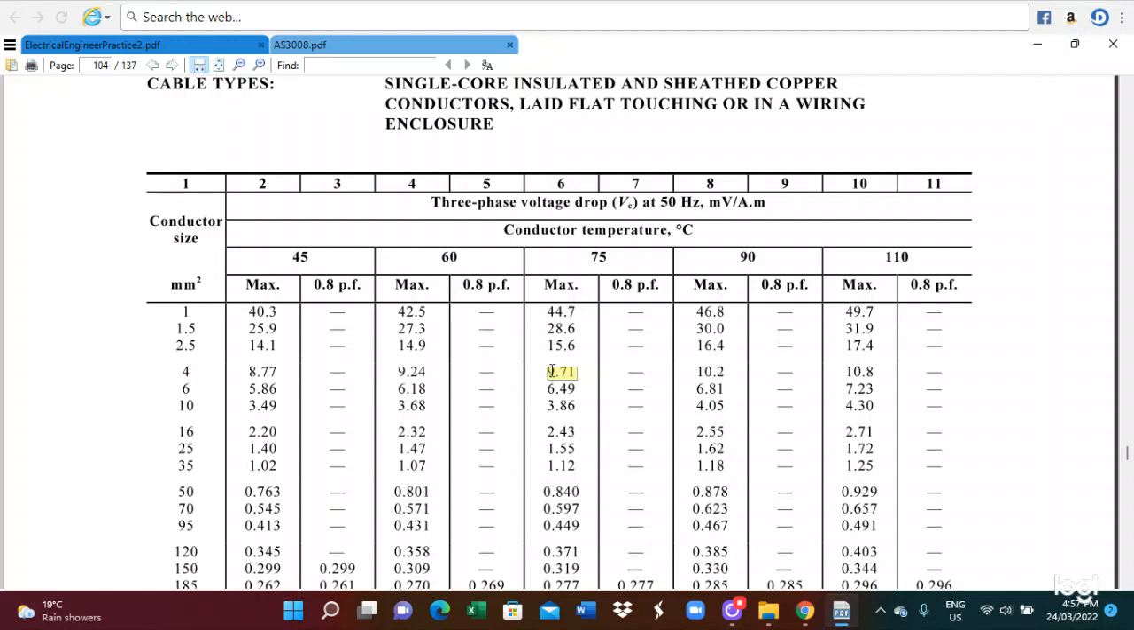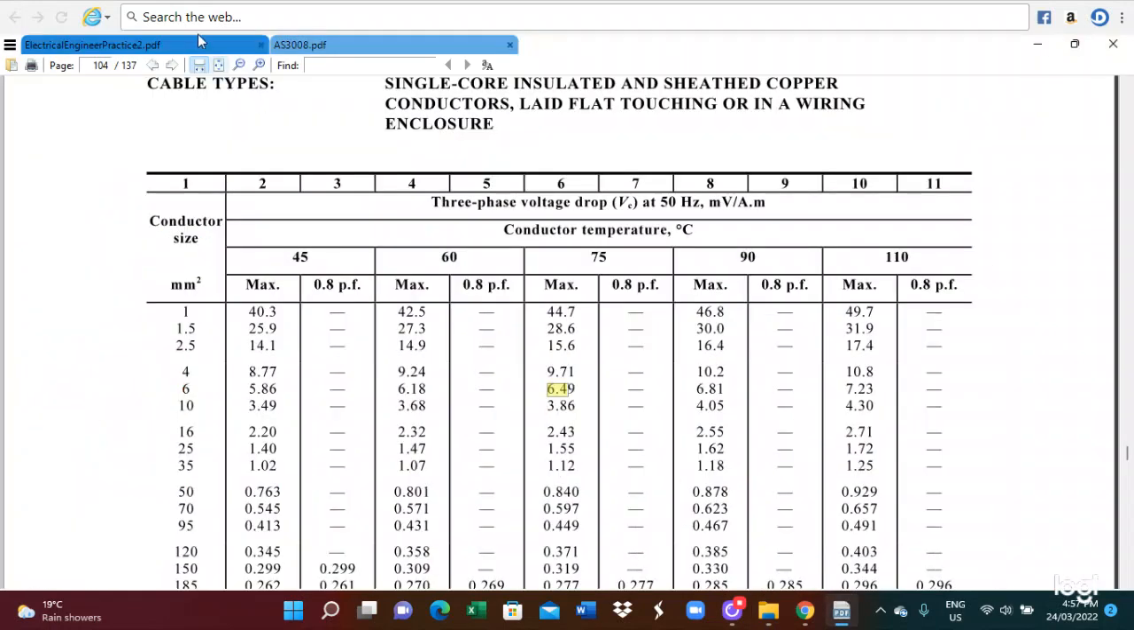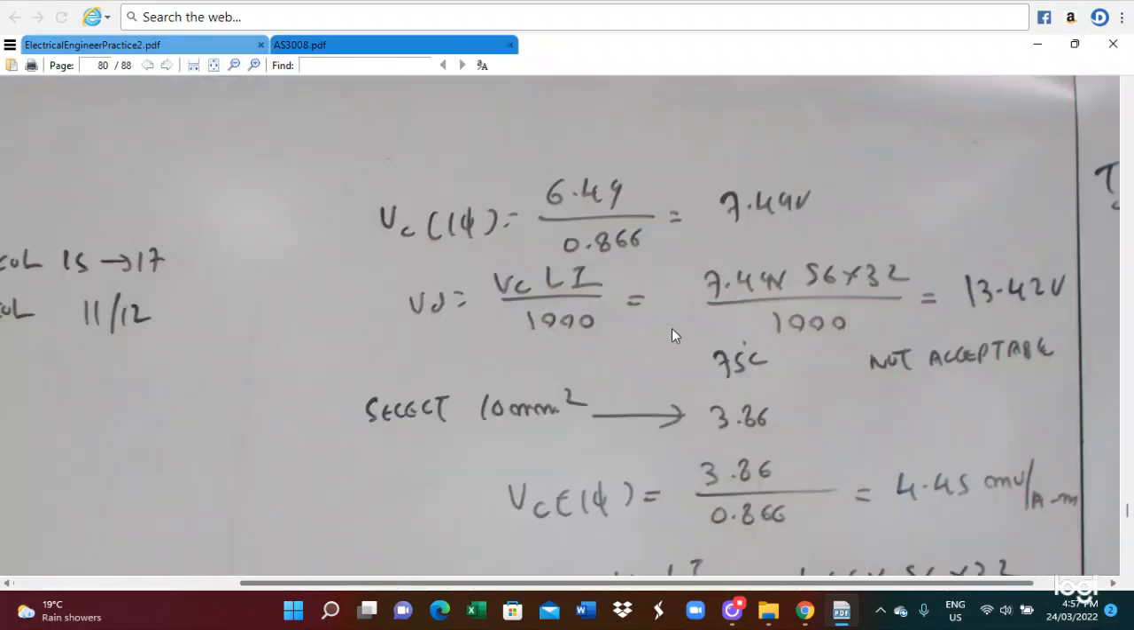This value we substitute. The value is more than the 5% supply voltage, not acceptable. Therefore, we select the bigger size. Bigger size, you substitute the 6.49. 6.49 has to be substituted. Therefore, this 6.49 is substituted in this formula. So 6.49 by 8.6 is 7.49.